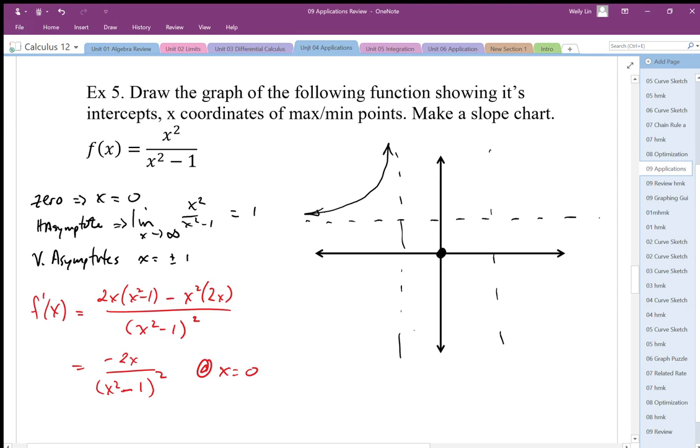Okay, it's going to go sloping up, sloping down. Okay, and it's sloping down. It's going to follow the asymptote like that. Okay, so there's my graph.